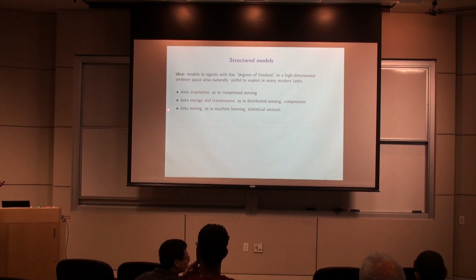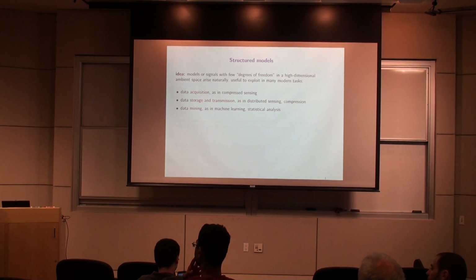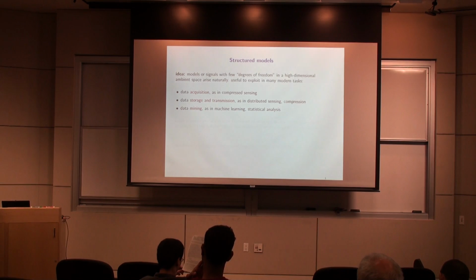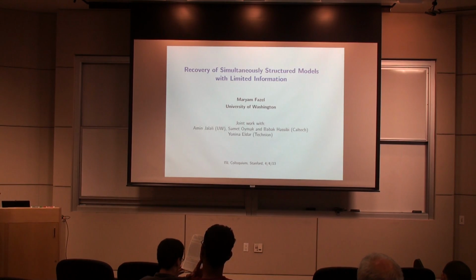For example, in data acquisition, when you want to acquire data or samples from a physical phenomenon, making use of the underlying simplicity of the model is very important, and that's given rise to the big area of compressed sensing. Exploiting simple structures is also important in the storage and transmission of data when you're gathering samples, storing them, and compressing them, and then sending them, as well as in mining data, for example, in the areas of machine learning and statistical analysis.